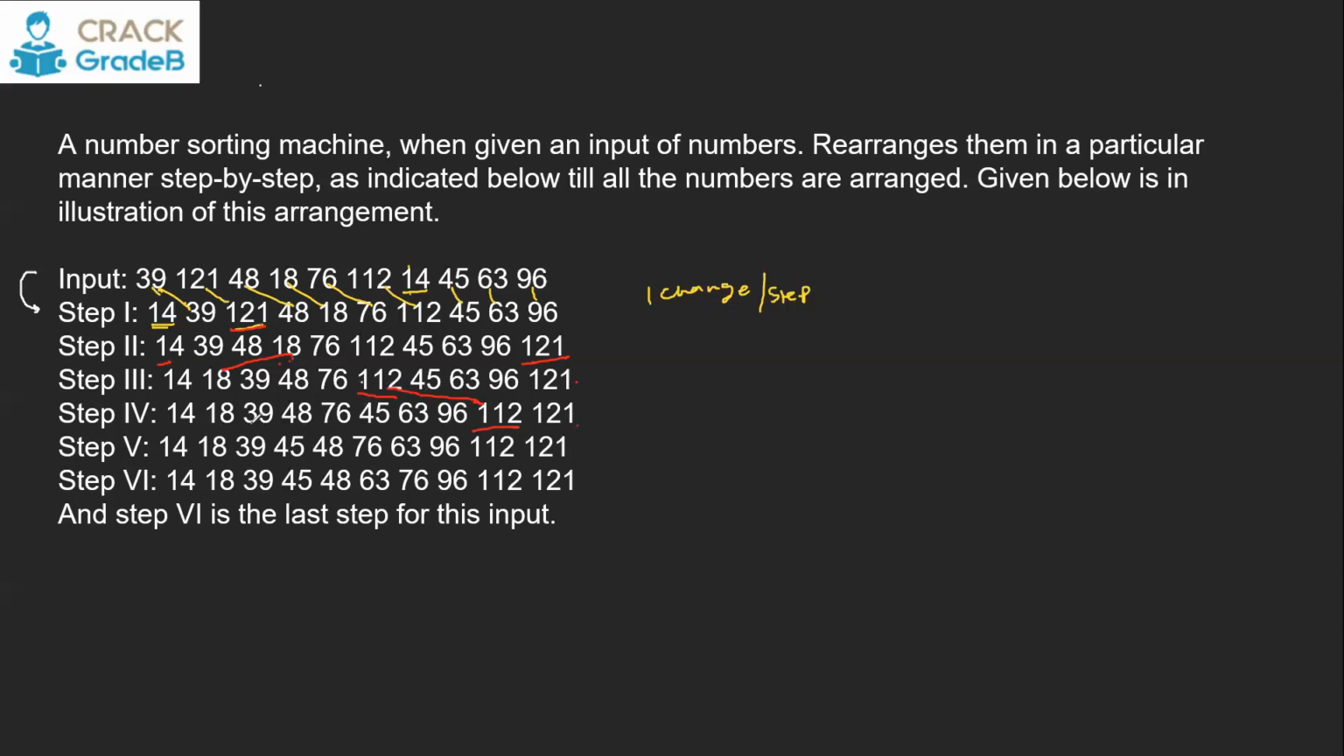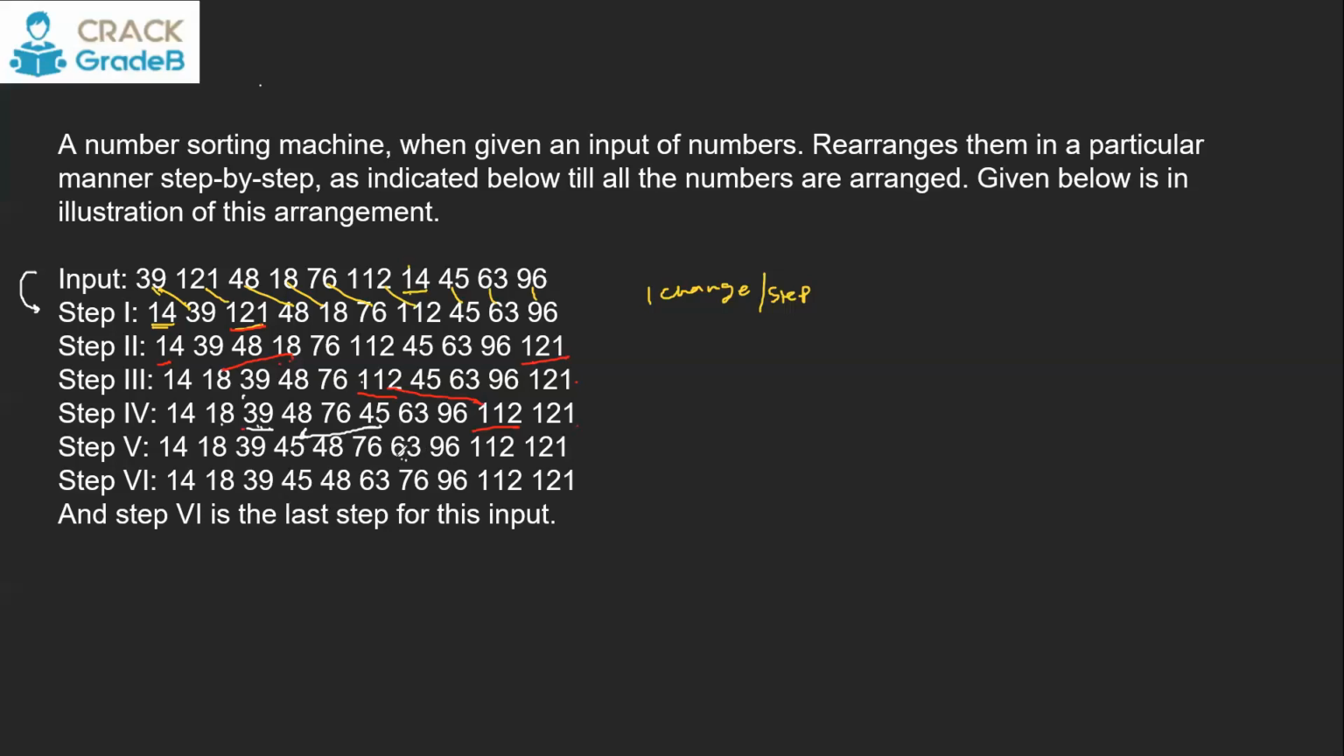From here to here, the third smallest number is 39, which is already here. So that won't be considered a step, because 39 is already behind 18 in this step. That is not considered a step. We require a small number after 39. That means the fourth smallest number, and that is 45. So the 45 comes.